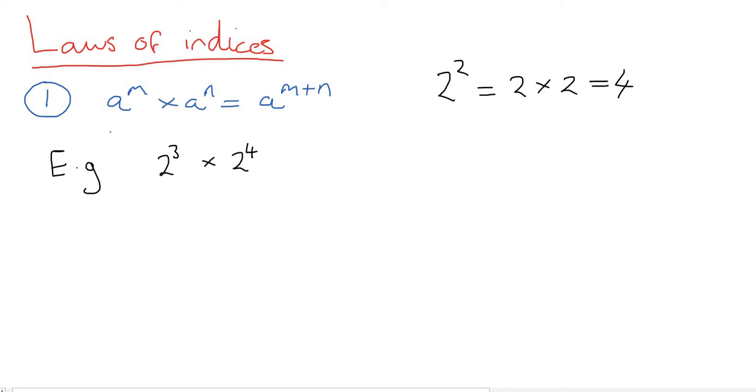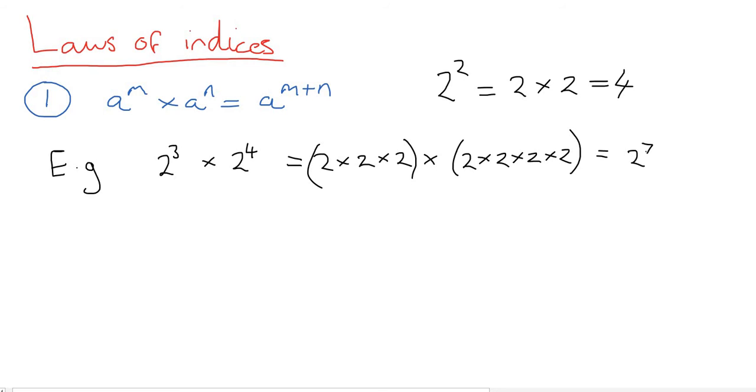The first one tells us how to multiply two numbers which have the same base but their powers are different. As an example, 2 cubed times 2 to the 4, well, we can write this out in full. 2 cubed is 2 times 2 times 2. Let's put it in brackets for ease. And we're multiplying by 2 times 2 times 2 times 2. Now how many 2's have we got in total here? Well, we've got 1, 2, 3, 4, 5, 6, 7. So this is just going to be 2 to the power of 7.